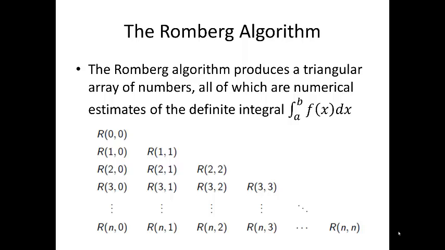In particular, it produces a table beginning with R00 in the first row and first column, all the way down to Rnn. The first column of this table estimates the integral obtained by the recursive trapezoid formula, with decreasing values of the step size. Explicitly, Rn0 is the result of applying the trapezoid rule, this one here, with 2 to the n equal subintervals.